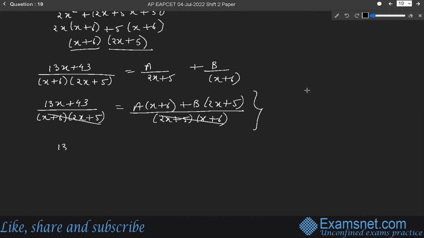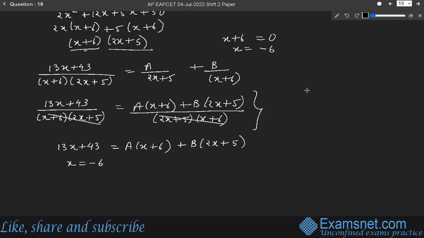So the remaining terms are 13x + 43 is equal to a(x + 6) + b(2x + 5). Now, put x is equal to minus 6 here. We know that x + 6 was equal to 0 since it was a factor. So from here, the value for x was minus 6. So when x is equal to minus 6, this equation becomes 13 into minus 6 plus 43 is equal to a into (minus 6 plus 6) plus b into (2 into minus 6 plus 5).